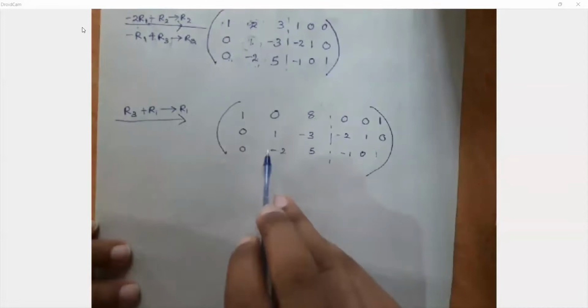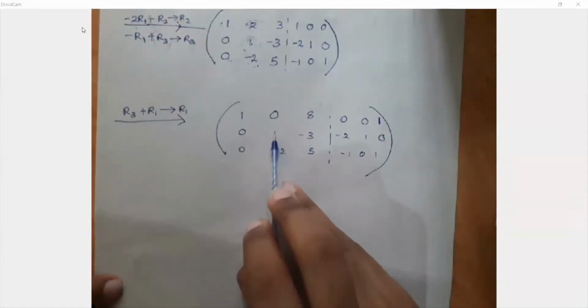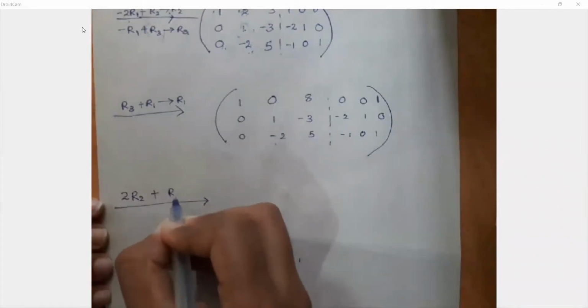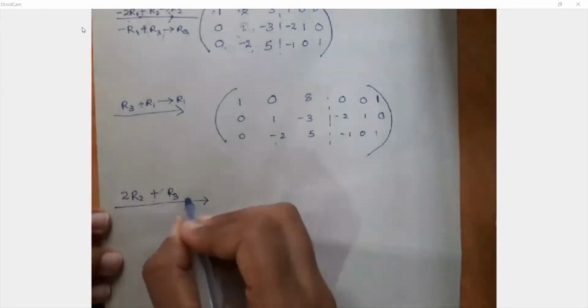Now I want to make this one into 0. So I will multiply the second row by 2 and add it to the third row. Then where should the answer be? It should definitely be in the third row. I will write that one also in the third row.